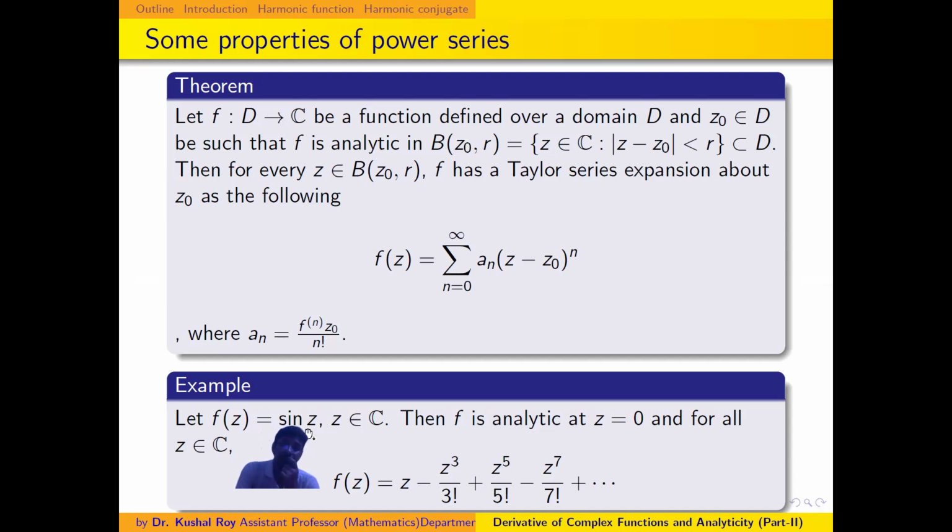So let us consider f(z) equal to sin z, where z belongs to C. Then f is analytic at z0, and for all z belongs to C, this f(z) can be written as z minus z cubed by 3 factorial plus z to the power 5 by 5 factorial minus z to the power 7 by 7 factorial, and so on. So this is the infinite Taylor series expansion for f(z) equal to sin z.